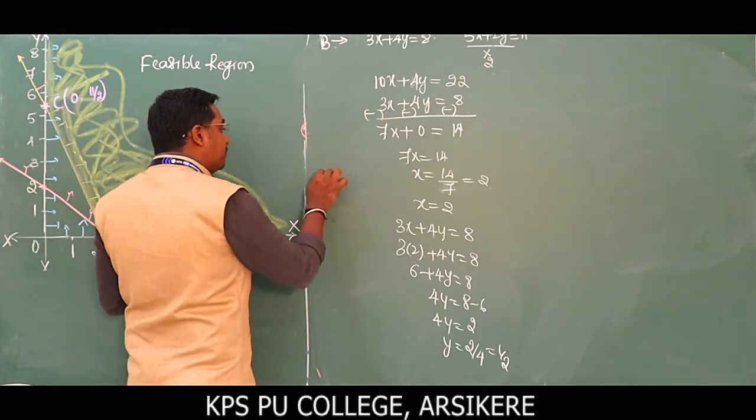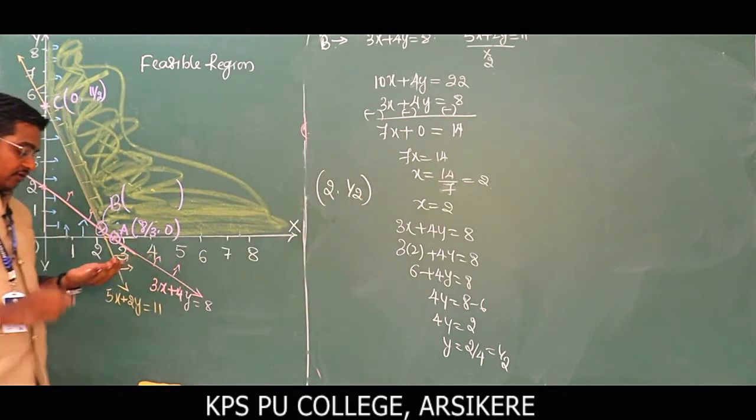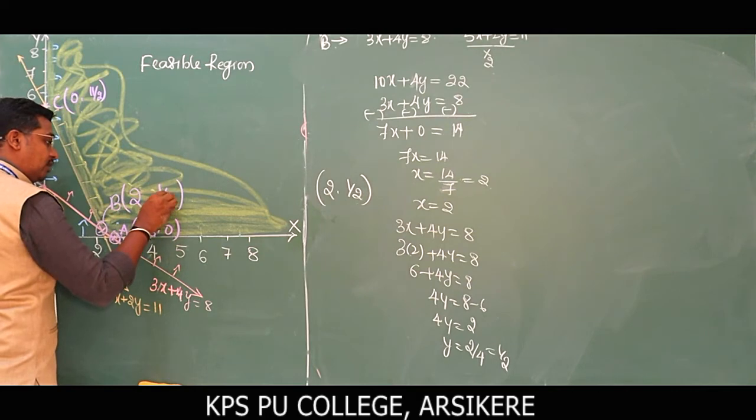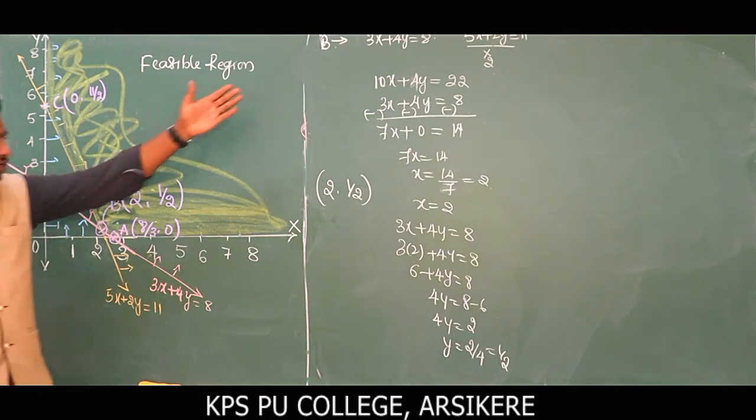Therefore the point has x equal to 2 and y equal to 1 divided by 2. Therefore the point B becomes 2 comma 1 divided by 2. So please note down all the things.